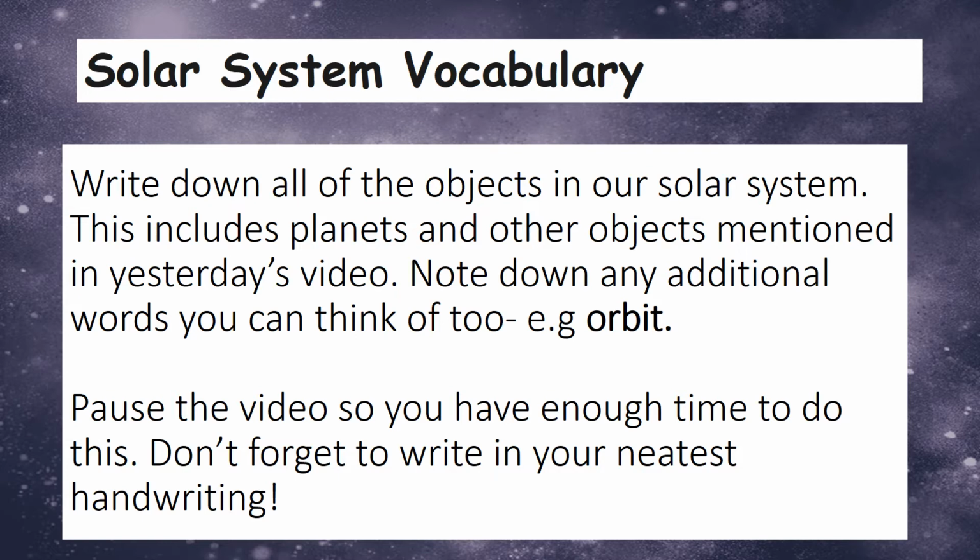This would include things like planets, what the planets orbit, and any other objects which you will find in our solar system. You will also get additional points for any words that are linked to the planets, such as orbit. So if you've done that already, well done. Make sure you've got a pen or a pencil ready to mark and see how many you get. If you haven't written those down yet, pause the video and make sure you write them down in your neatest handwriting.